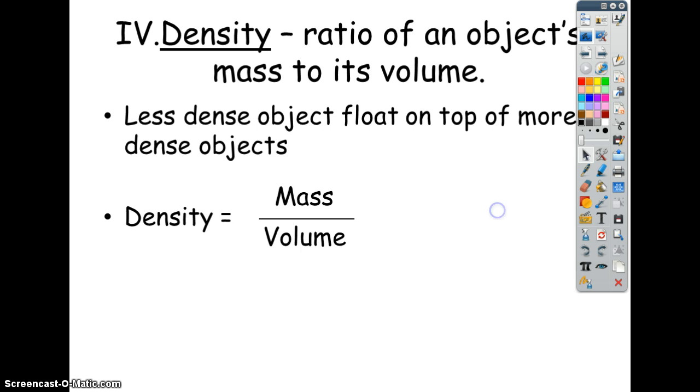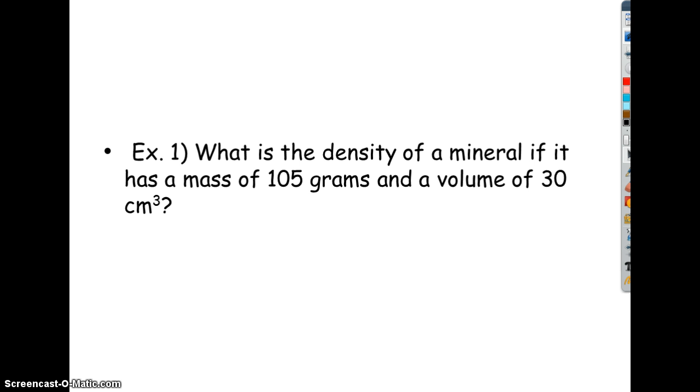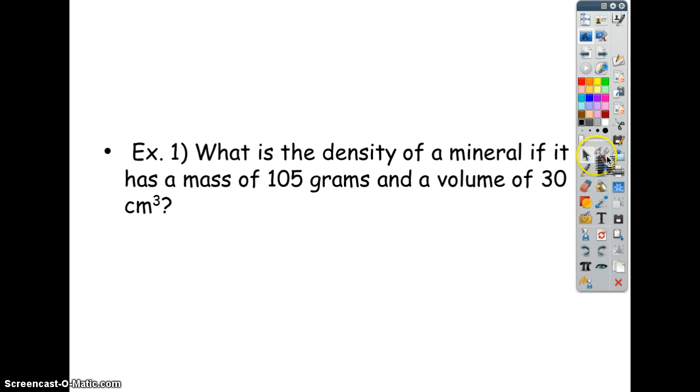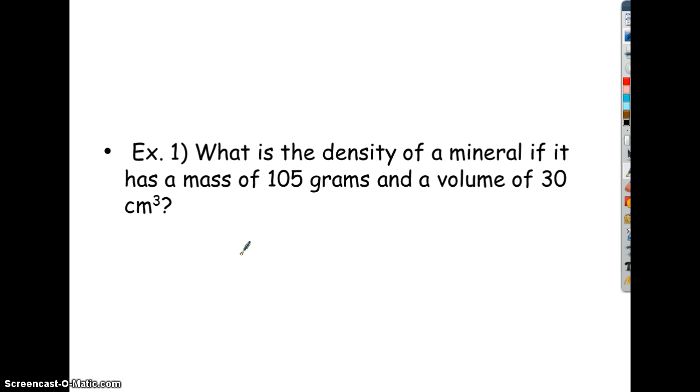So now let's do some example problems. First, what is the density of a mineral if it has a mass of 105 grams and a volume of 30 centimeters cubed? So remember, once again, you first need to write the formula. So we're looking for the density. So we're going to start with D equals M over V. Then we plug in what we know.